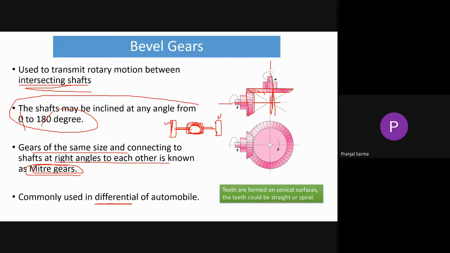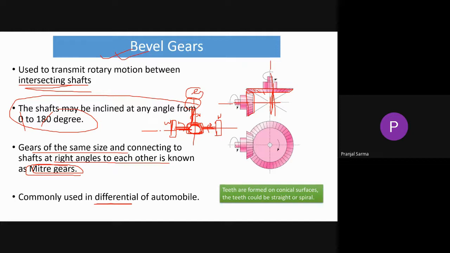From your preparations you already know the differential. On this side is the engine side, and from it we have the propeller shaft, which is rotating in this particular direction. From here we need to rotate the axles, to give motion to the rear wheels. Now if this is the axis you consider, and this is the output, they are intersecting in nature. So in those cases, once again, we can make use of this bevel gear.